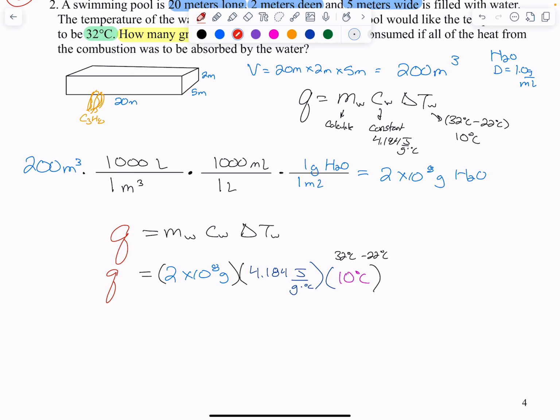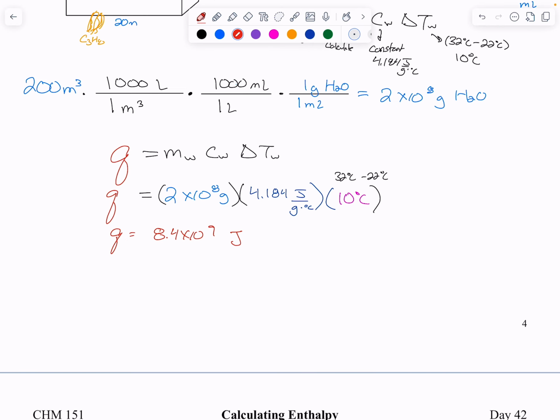So Q, the amount of heat we need, is basically 8. We'll use an extra sig fig, so 8.4 times 10 to the 9th, it looks like. 8.4 times 10 to the 9th joules. All right. So if I take my 8.4 times 10 to the 9th joules, let's convert that to grams of propane. So I know how much propane I need because I know how much energy I need, right? And so we're going to convert.